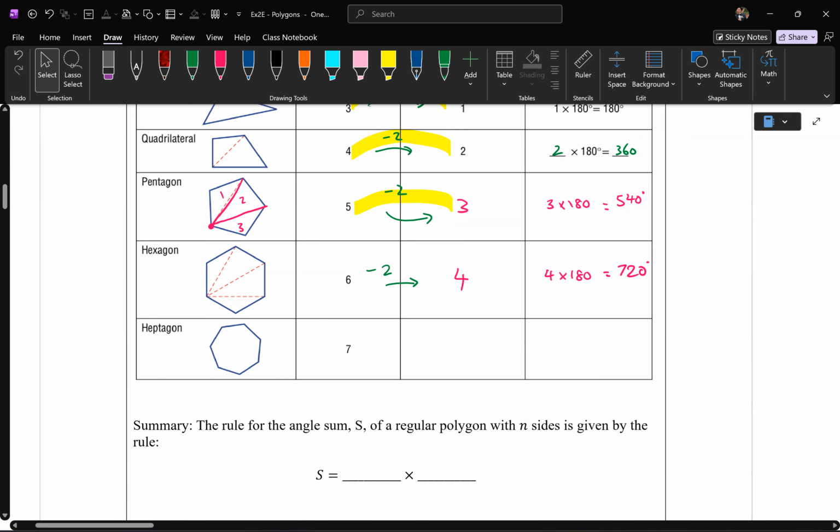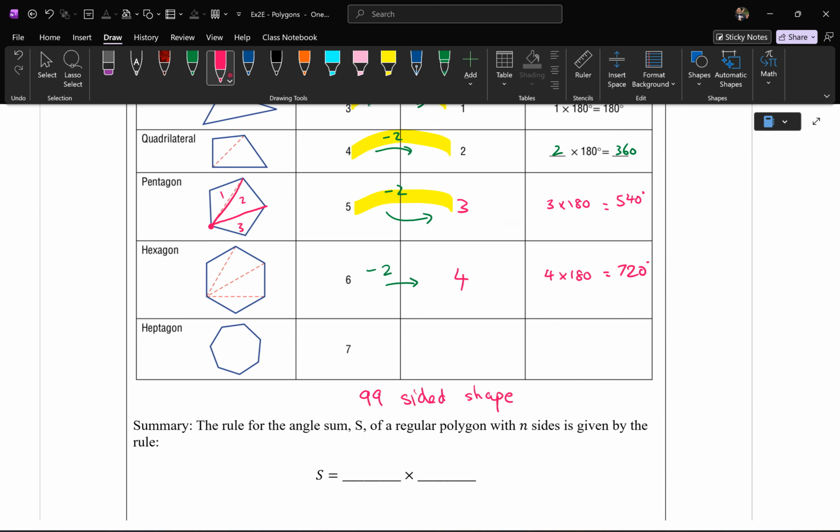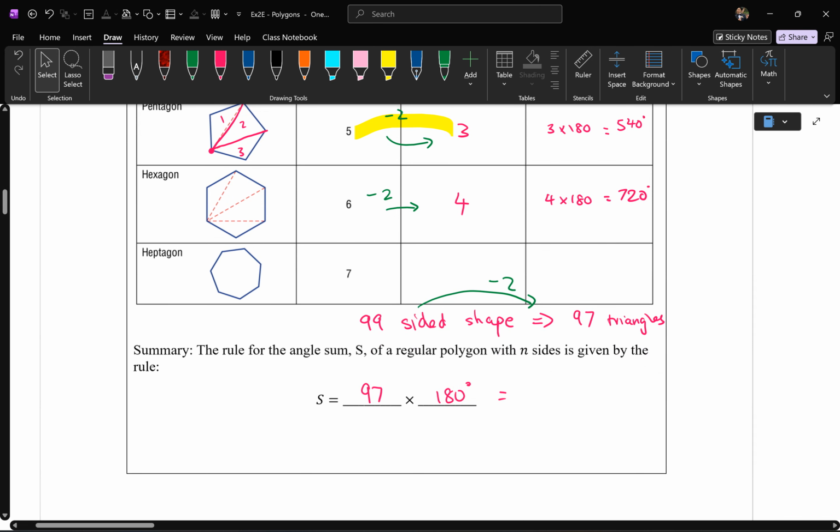Let's think about what we just did. If I told you you had a 99-sided shape, how many triangles do you expect? 97. 97, because there should be 2 less, right? So it should be 97 triangles, because it's 2 less. I'm going to write over here, minus 2. So that means the total angle should be 97 triangles by 180 degrees. And that should give you whatever it is.